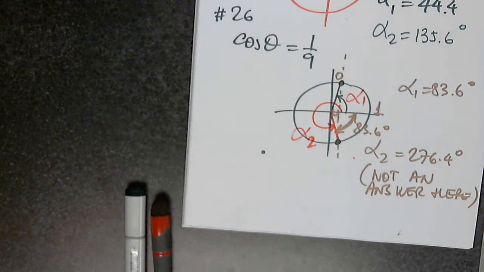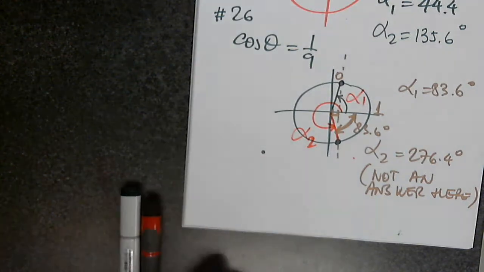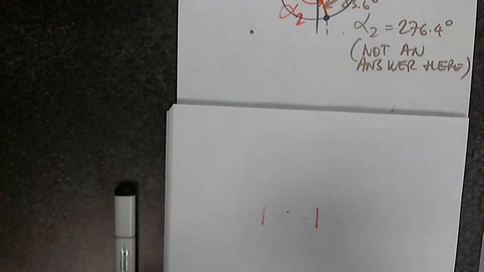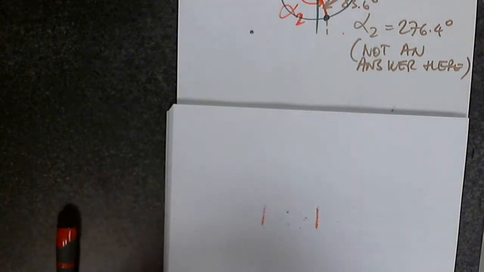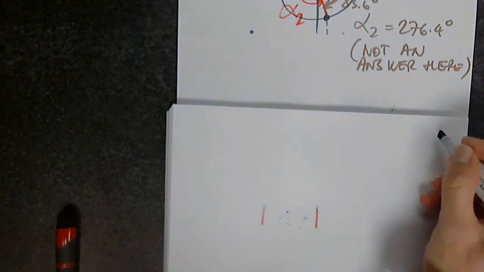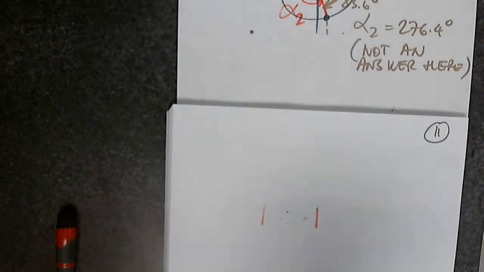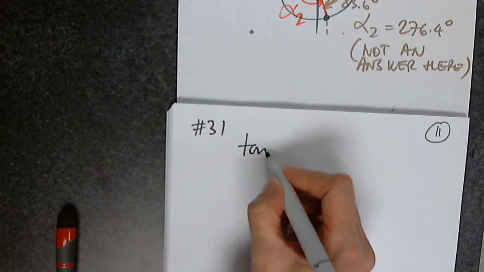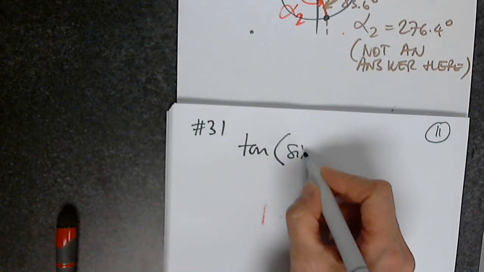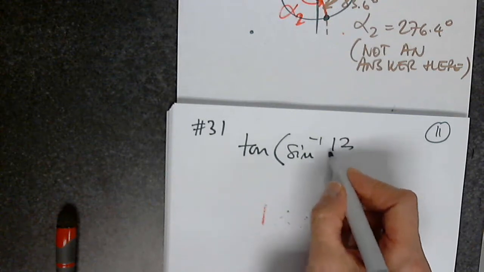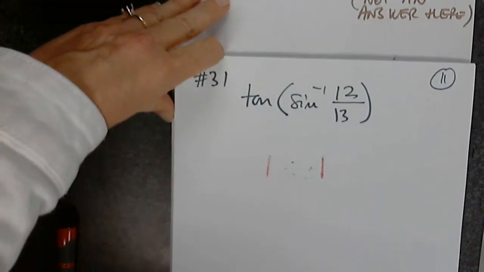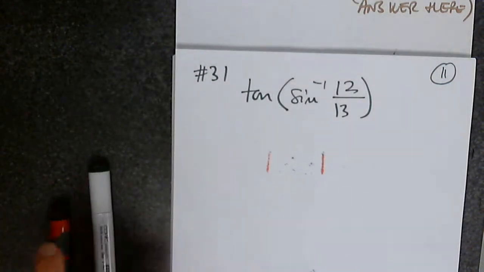Okay, final question, please choose 27 through 32. Which one? 31. Which one? 31. Okay. So we're asked to find tangent of sine inverse of 12 over 13. Excellent. Good. Good pick.